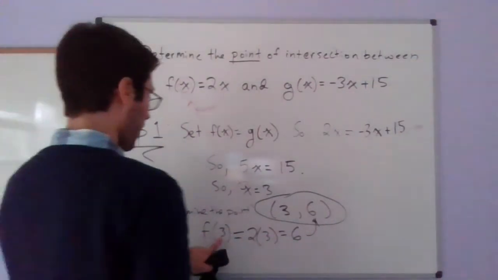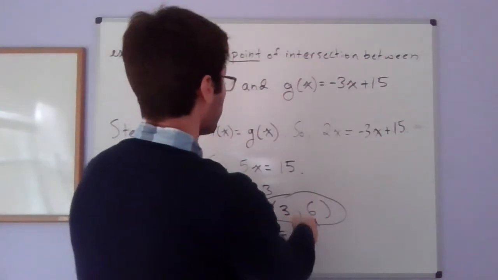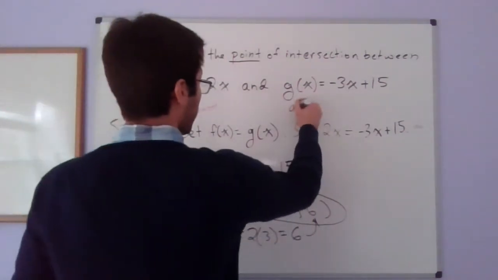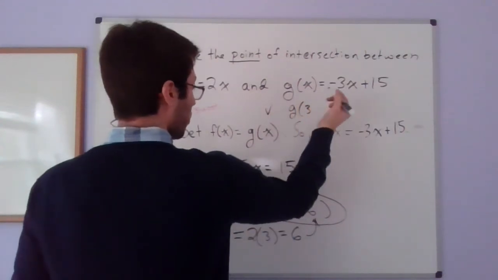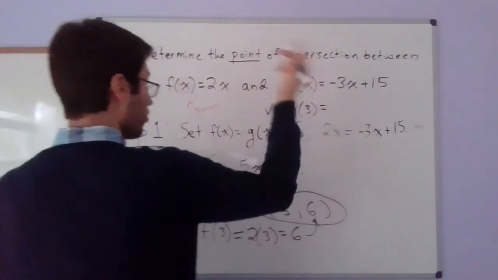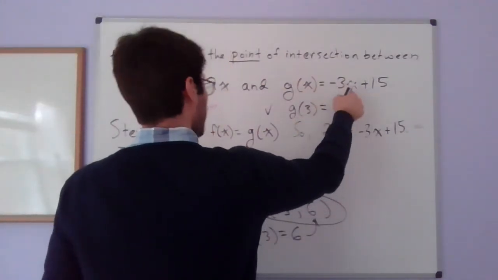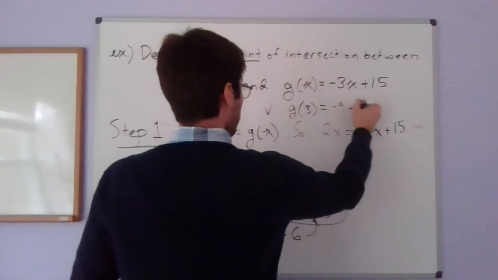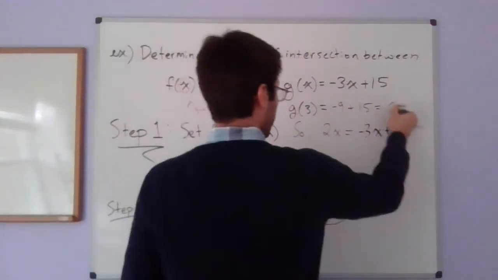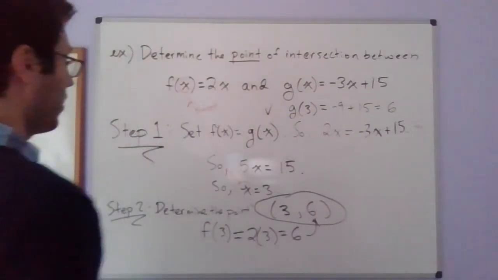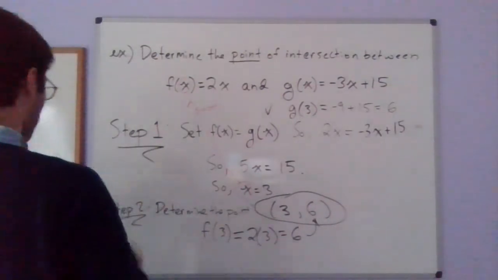Again, notice my input is 3 here, and my output is 6. And also here, as a way to check your work, you can plug in the number 3 into this one. It should be the same number. So you see it's 3 here, so it's minus 3 times 3 is negative 9, plus 15, which is equal to 6. Like magic. Pretty cool.